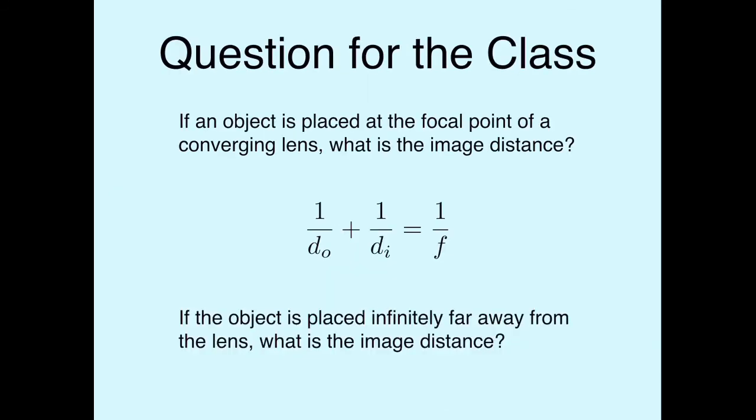Okay, so I have another example for you guys to think about here. So the first question is, if an object is placed at the focal point of a converging lens, what is the image distance going to be? So try to use the thin lens equation to figure that one out. And then as a follow-up, if the object is placed infinitely far away from the lens, what will the image distance be in that case? So pause the video, try to figure this out, and then we'll go through it together.